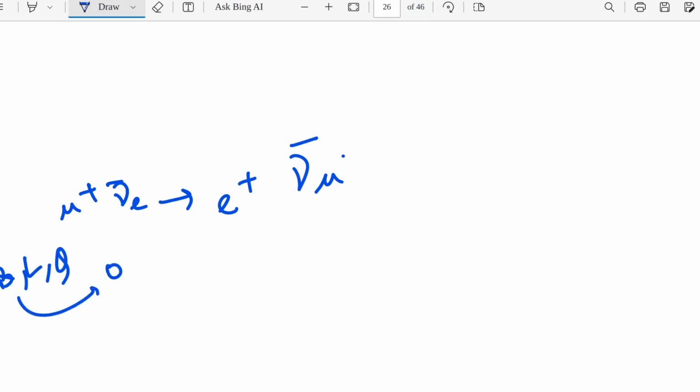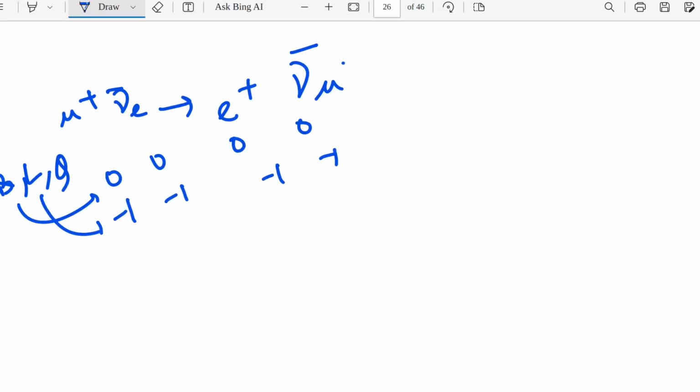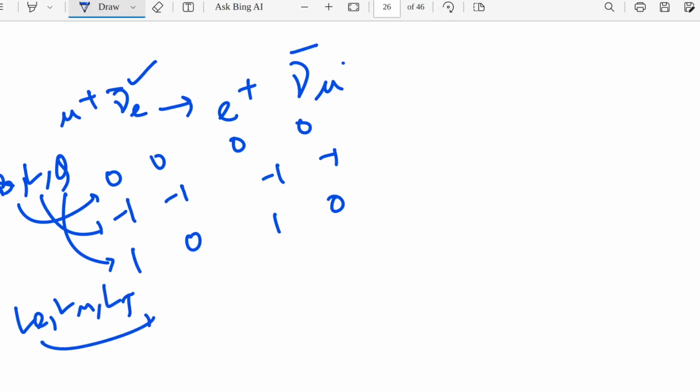B is 0 0 0 0, L is minus 1 minus 1 minus 1 minus 1. That is fine. What about Q? Q is plus 1 0 plus 1 0. That is fine. Now as the neutrino is present, that means L e, L mu, L tau. So for L e it is 0.